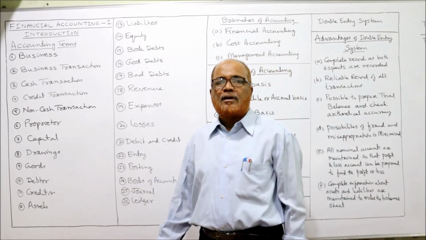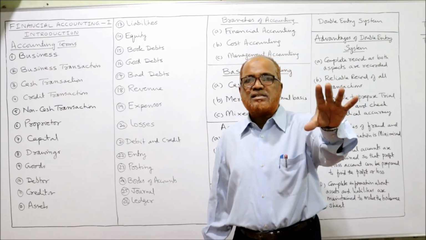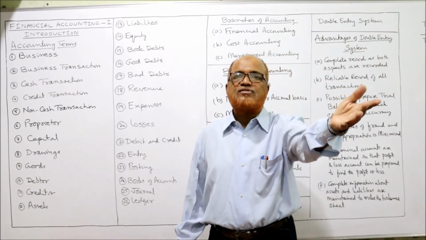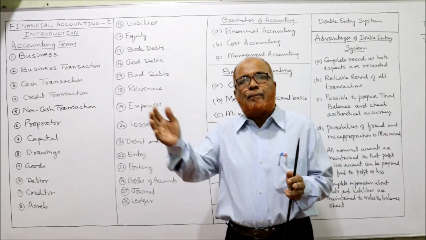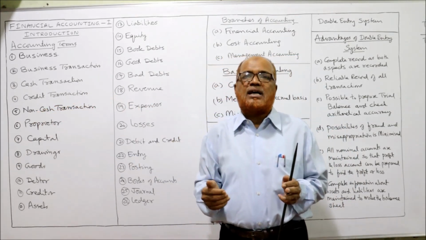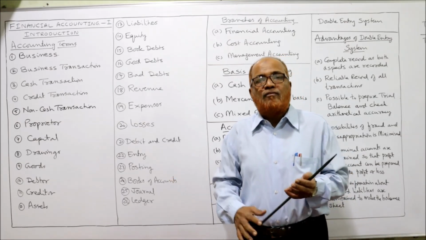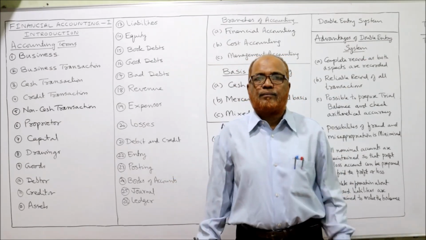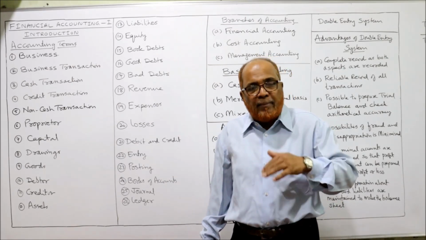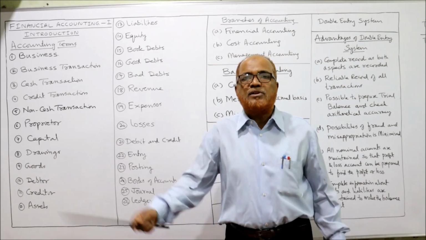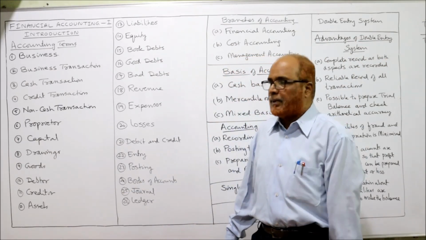Then creditor. The person to whom the business owes money is called a creditor. Example, we are having a business. We purchased the goods from Mr. X on credit. That means we have not paid the amount. We promised to pay after 2 months. We make the payment after 2 months. So Mr. X is a creditor to whom we have to make the payment.